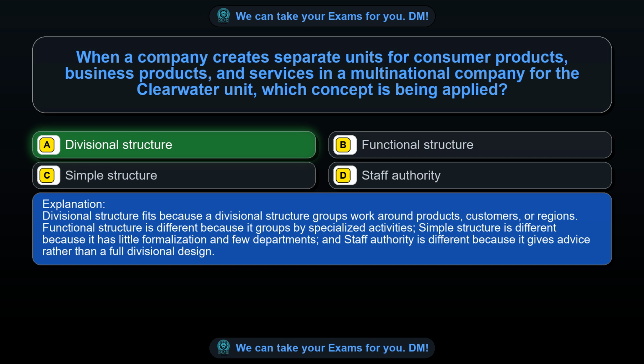Functional structure is different because it groups by specialized activities. Simple structure is different because it has little formalization and few departments, and staff authority is different because it gives advice rather than a full divisional design.